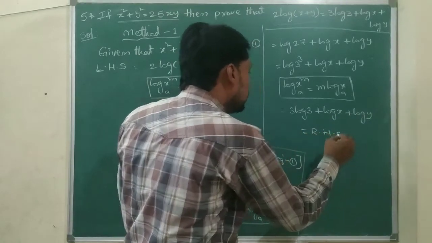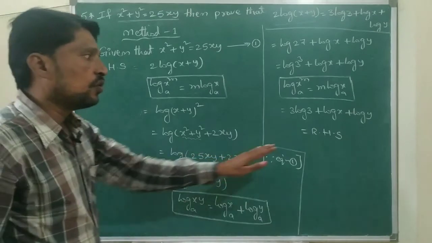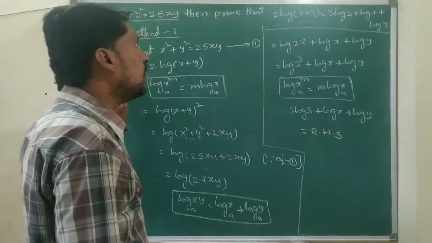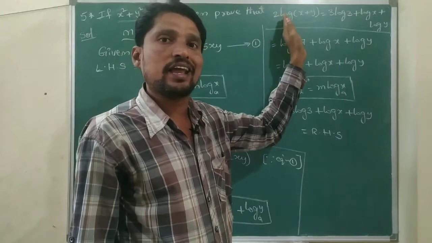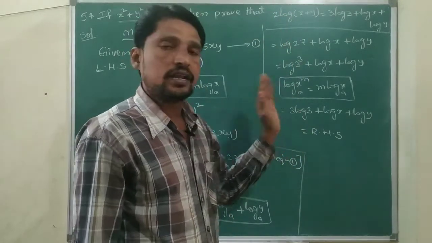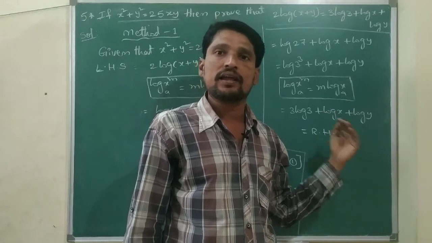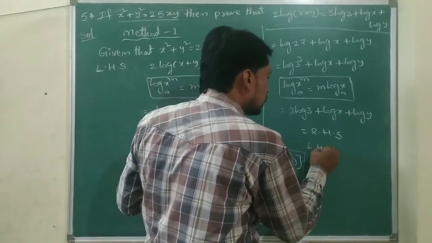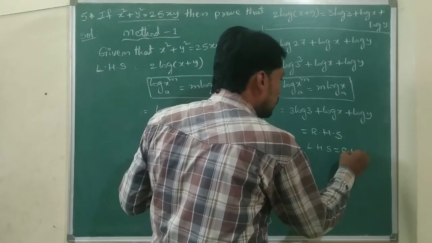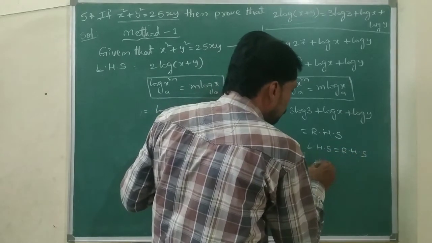So what we took here, LHS we took, we got the RHS value. LHS value, what is that one? 2 times of log x plus y equal 3 times of log 3 plus log x plus log y. So LHS equal RHS, hence proved.